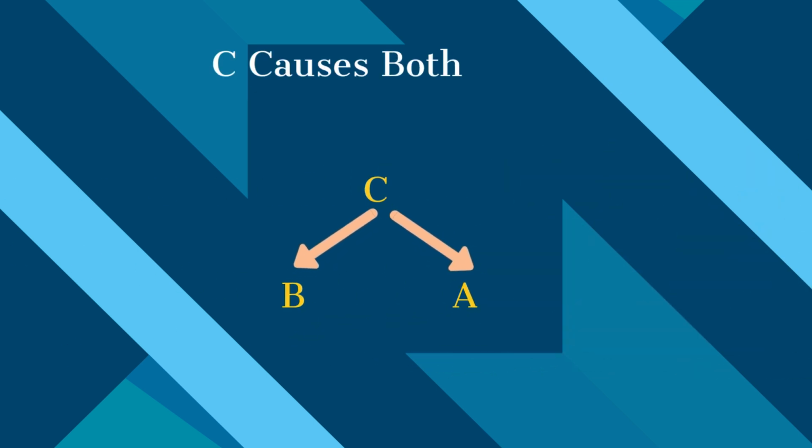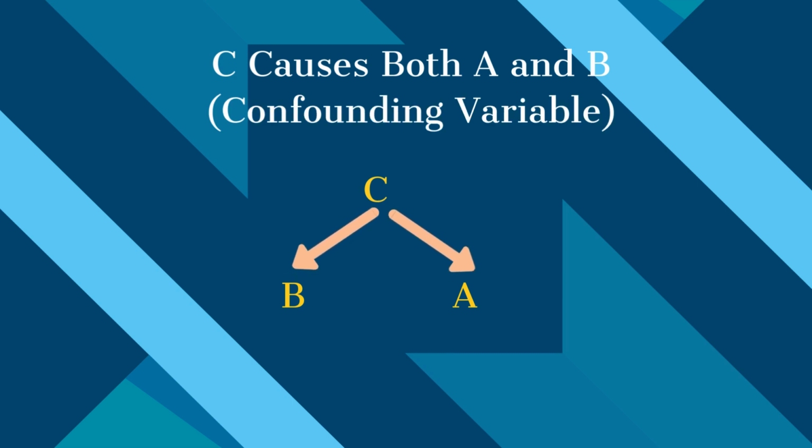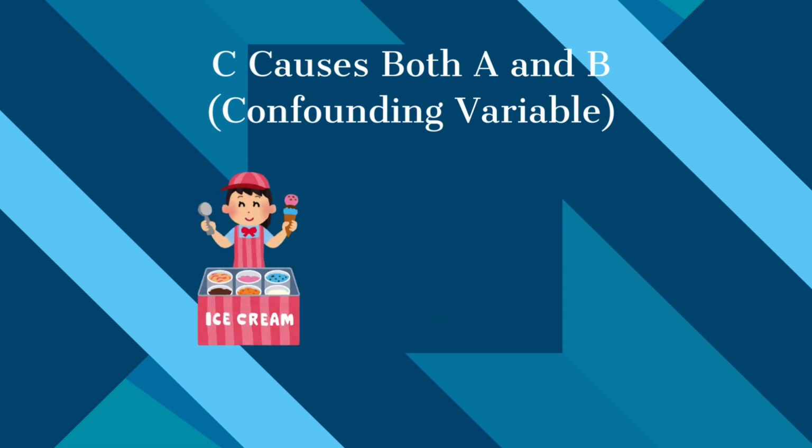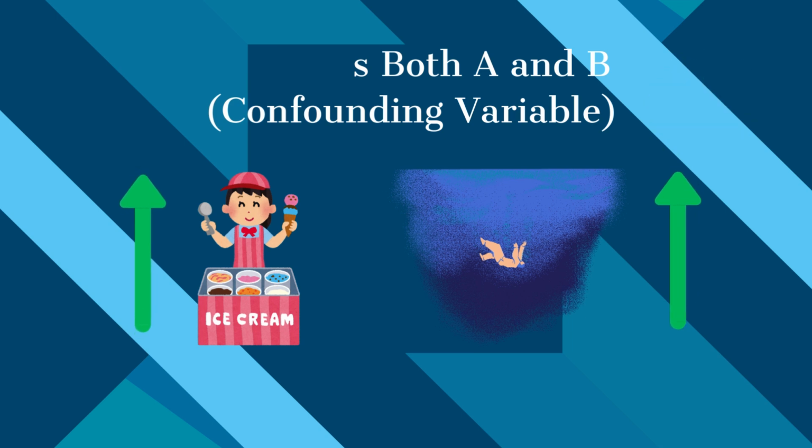Scenario 3: C causes both A and B, confounding variables. This is one of the biggest sources of misleading correlations. A hidden third factor. Ice cream sales and drowning incidents both rise in summer, but neither causes the other. The real cause is the confounder, hot weather. Confounders act like invisible puppet masters behind the scenes.